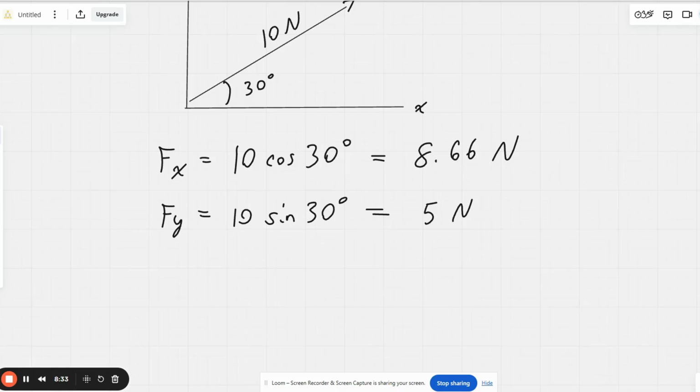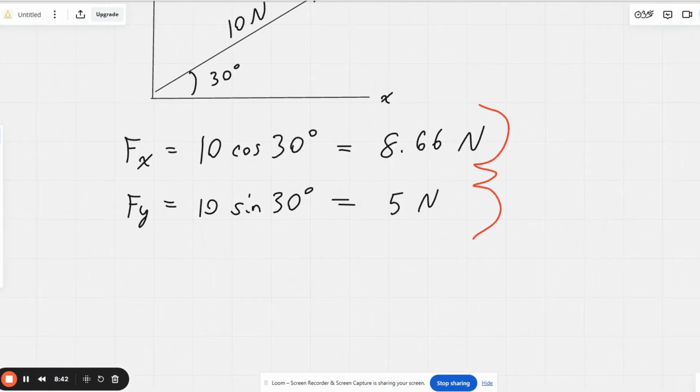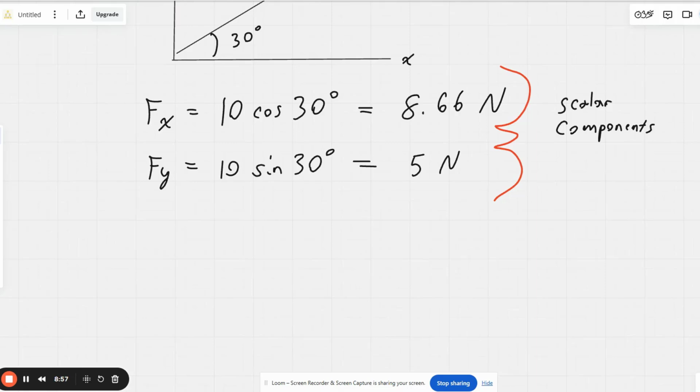Now, here, let me put it in red. Right here, these two things, the 8.66 newtons and the 5 newtons, these are what are called our scalar components. This is what we're talking about here, scalar components. And if we wanted to put this in vector form, we can say that F is just equal to 8.66 i plus 5 j, obviously in newtons.